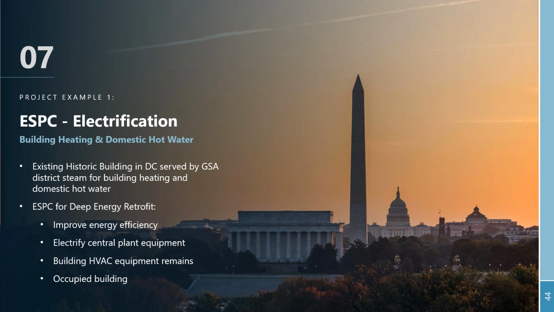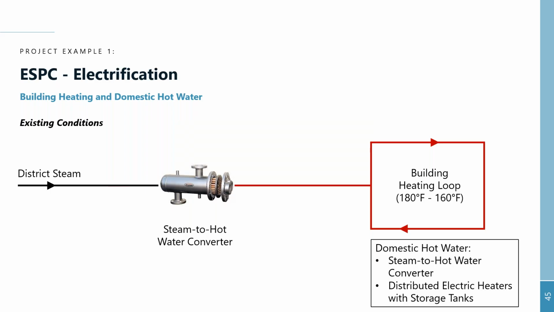It's a historic building connected to GSA's district steam, and the goal for the project, through an energy service provider contract, was a deep energy retrofit focusing on energy efficiency, looking at electrifying the central plant. The building's downstream equipment, HVAC units, and terminal equipment were all to remain, and the renovation work was going to happen while the building was occupied. So the parameters are probably not too unusual to most of you. These are challenging projects, so we were creatively trying to think of how to solve it.